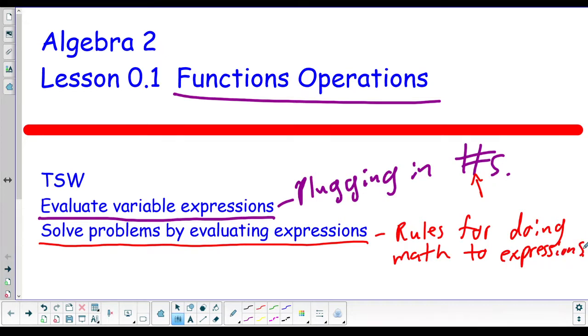And an expression is just like one side of an equation. Difference between an equation and expression is equations have equal signs, expressions don't. So we're going to learn how to add expressions, multiply expressions, subtract expressions, things like that.